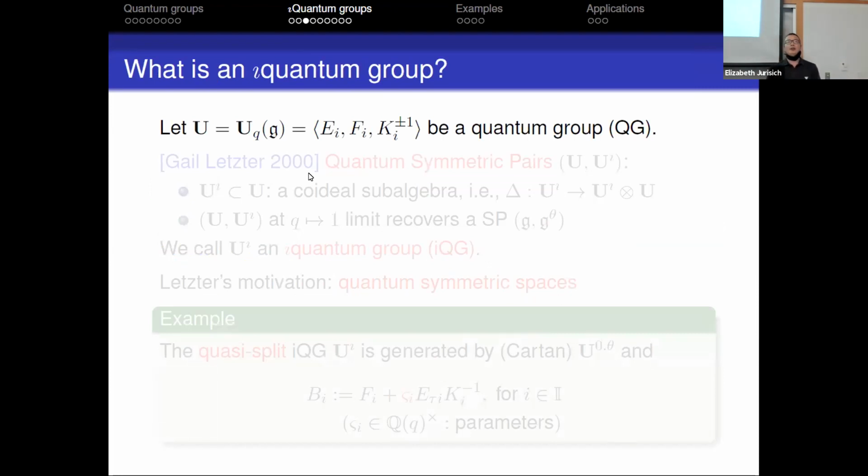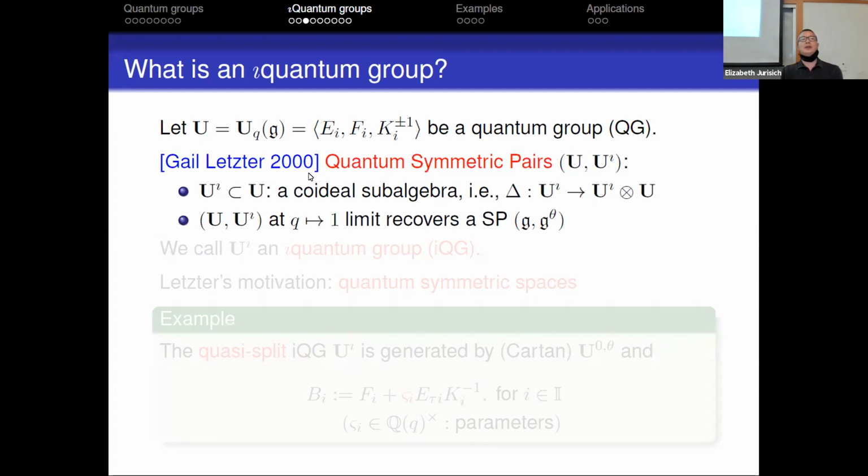Now I give you a quick definition of an iQuantum group in the special case of quasi-split. You start with your quantum group U with generators E_i, F_i, K_i. This was introduced by Gail Letzter around 2000, and this is known as a quantum symmetric pair.